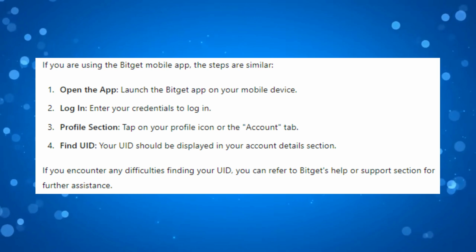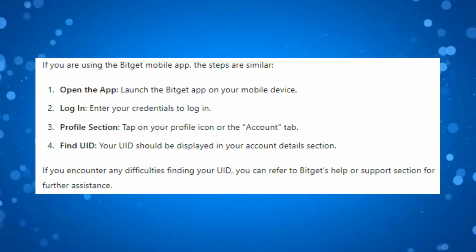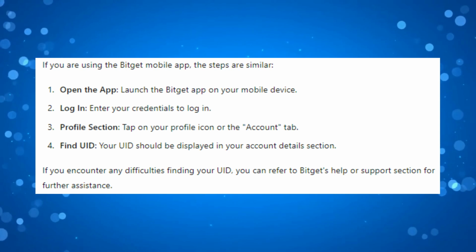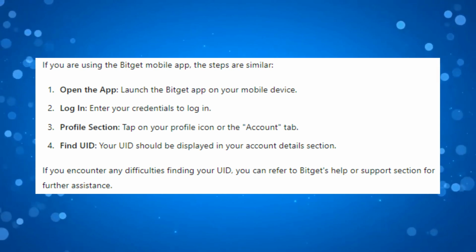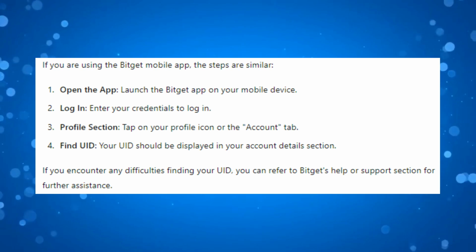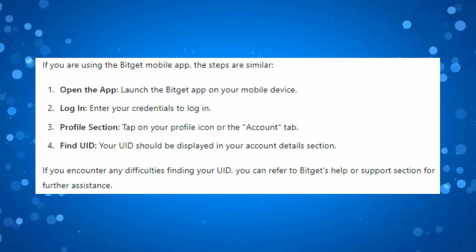If alternatively you are looking to do this on the mobile Bitget app, then what you're going to want to do is launch the app on your mobile device. Again, enter your credentials to log in. And if you tap on your profile icon or the account tab, your user ID should be displayed in your account details section.